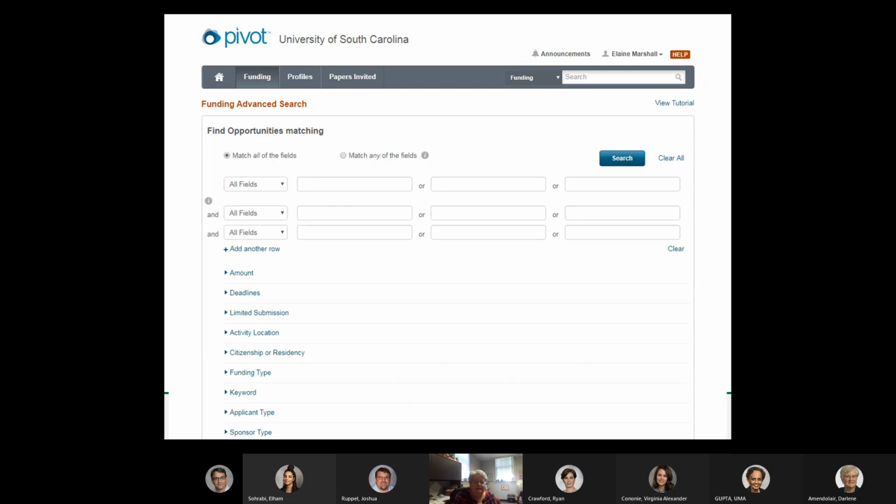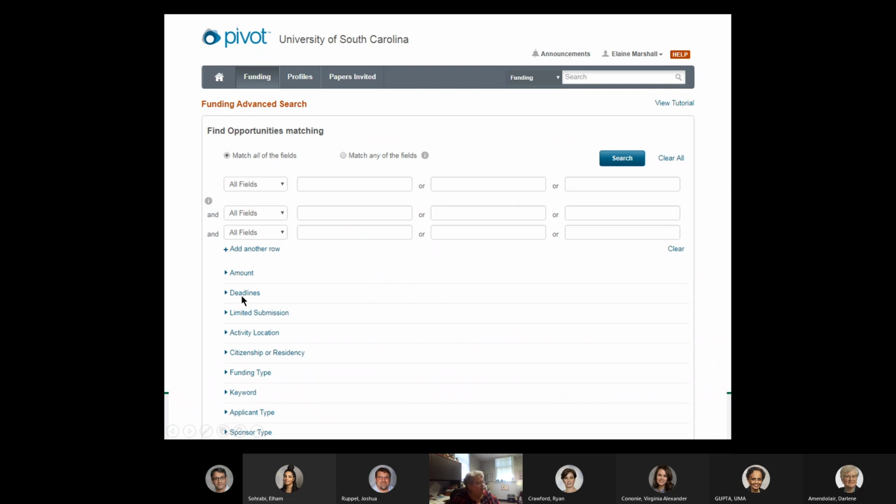This is the advanced funding search page on Pivot. This is what it looks like. You'll see up here that I'm signed in. There's always a help link on the pages that will take you back to those resources if you have questions about how to do it. But you basically can just search. You can enter keywords in these top boxes. And then all of these are ways that you can limit the search.